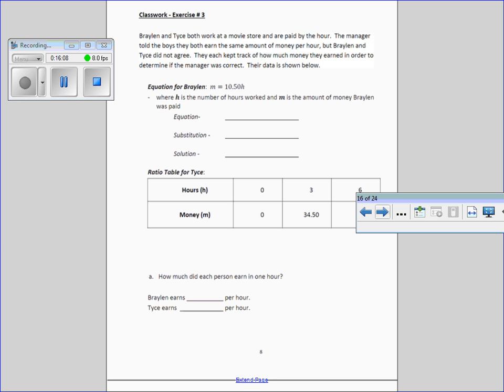Okay, did you read this? So let's just first figure out what Braylon's dollars per hour is, what he makes. The equation is right here. We're just going to rewrite it.